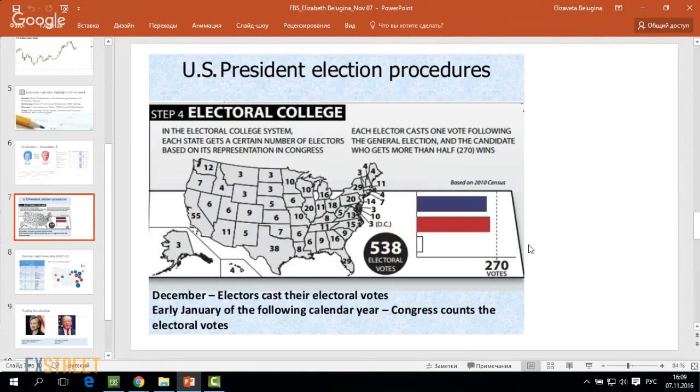If neither of the leading candidates, Hillary Clinton and Donald Trump, manages to reach such an amount of votes, then it will be up to the House of Representatives of the US Congress to decide who the winner is. Such situation is also possible, though probably not very likely.